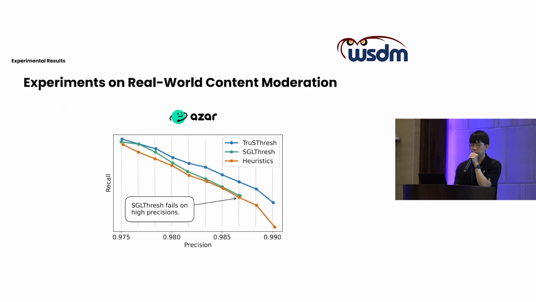We also conduct experiments on real-world content moderation data. We use the data from the live social discovery platform Azar, which has been downloaded over 500 million times. We compare TrustThresh with SGL thresh and heuristic thresholds set by domain experts. The result shows that TrustThresh achieves the best recall over all the target precisions, while SGL thresh fails on high precisions and heuristics shows suboptimal performance.